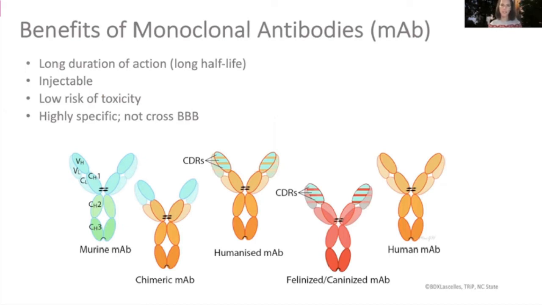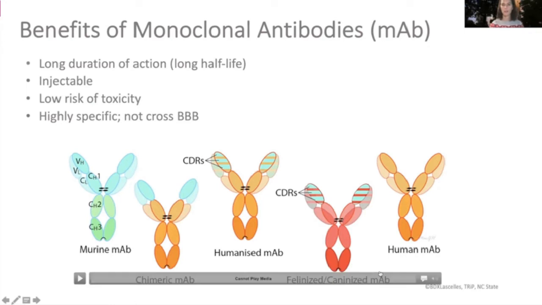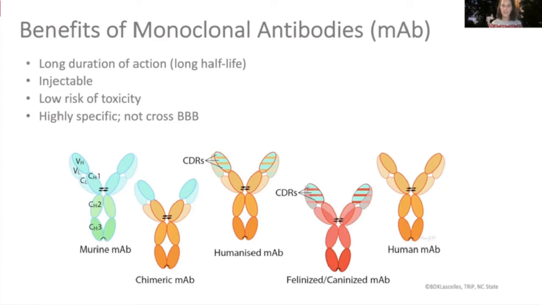There are several benefits of monoclonal antibodies, including their long duration of action. So in cats, you can imagine that having a treatment that only has to be given once every 4 weeks or more, or longer, might be a benefit for cats. They're injectable, they have a low risk of toxicity, and they're highly specific, so they do not cross the blood-brain barrier. And there are several ways to make monoclonal antibodies. Felinized and caninized monoclonal antibodies, or fully feline and fully canine monoclonal antibodies, are what's most commonly used in veterinary medicine.